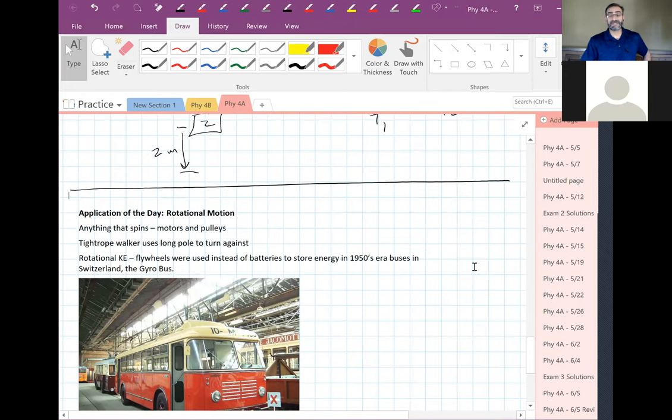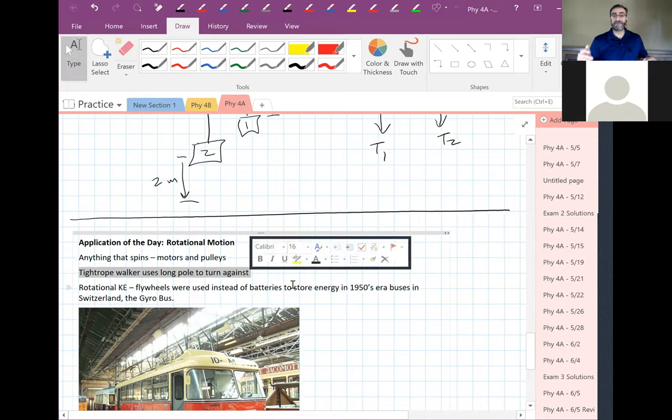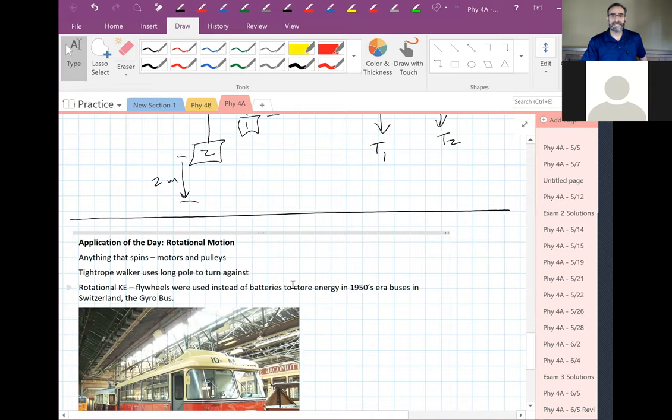Applications for rotational motion. Lots of interesting applications, right? Anything that spins, motors, pulleys, things like that. We talked about rotational inertia, mr squared for a point mass, right? Well, you've watched those tightrope walkers walking across tightropes, and what do they hold? That big long bar. And that big long bar has a very large rotational inertia, so it resists changes in rotation. They can push against it a little bit, and it gives them a split second to catch their balance and resituate themselves. And that's why they have that long bar that they hold on to. It has a big rotational inertia, resists changes in rotation.